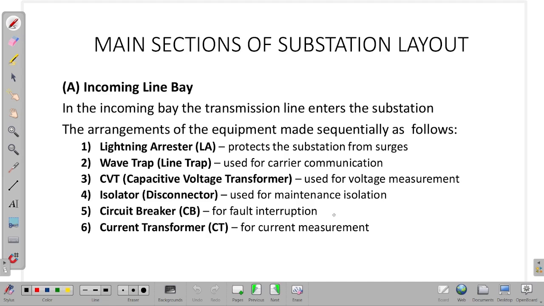First comes your lightning arrester. Then comes your wave trap. In the case of a 132/33 substation, it is used for carrier communication. Then the capacitor voltage transformer. Then comes the isolator or disconnector. Then comes the circuit breaker for fault interruption, and the current transformer. These equipments are sequentially arranged like this.